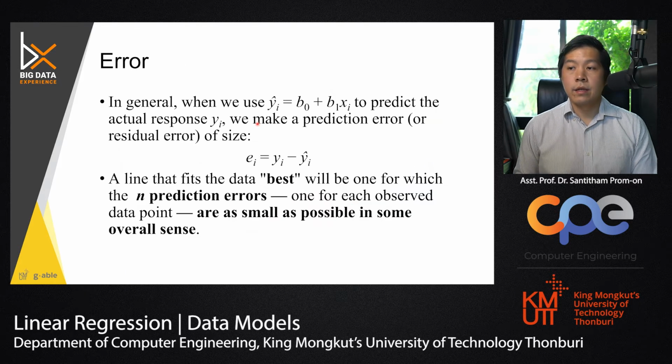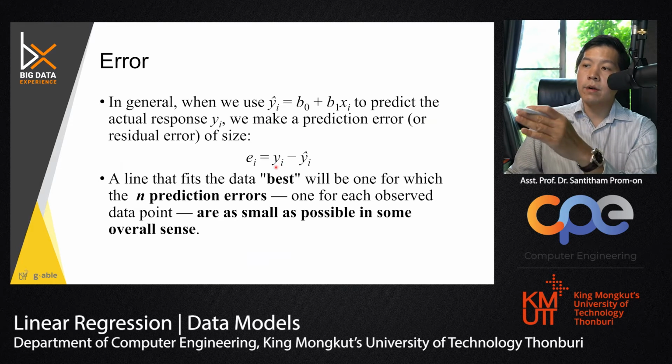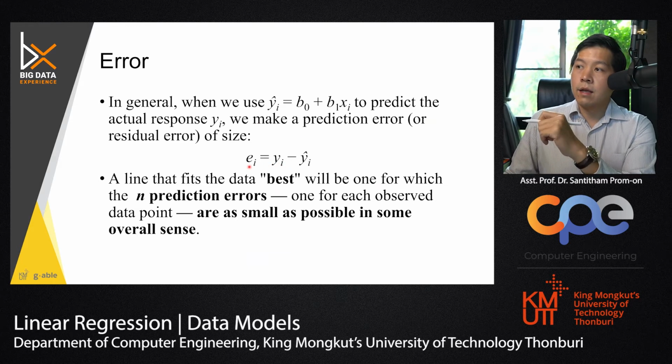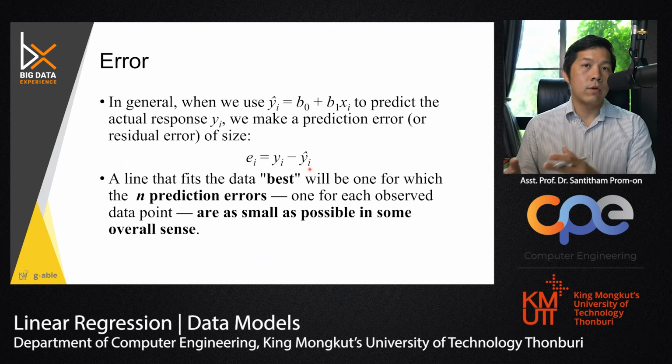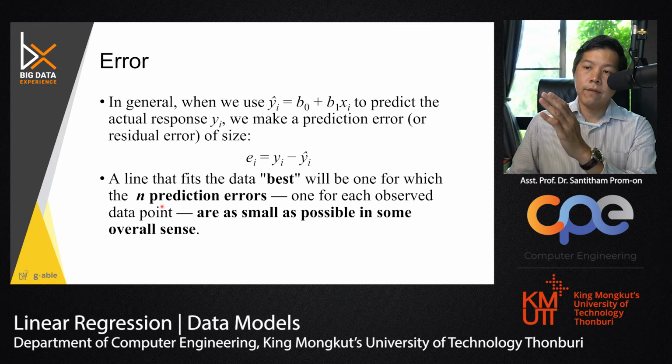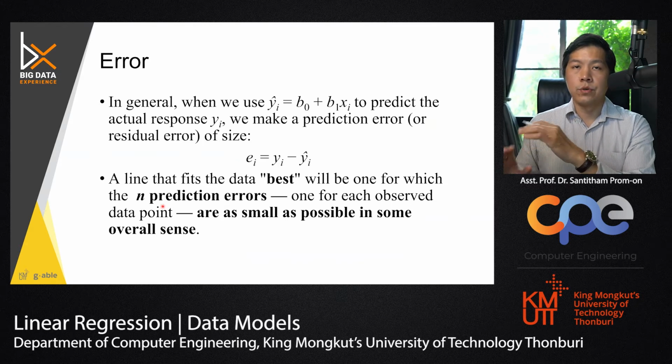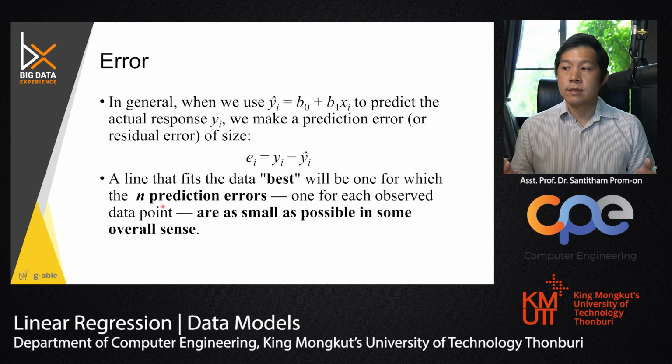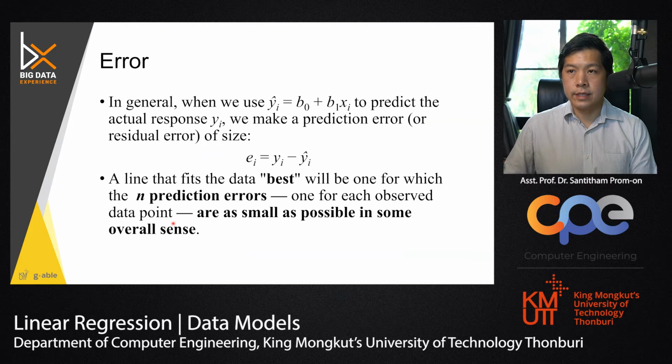How would you do that? In order to do that, you need to first define error terms. The error terms here, E or the epsilon, equals the difference between yi and yi hat, right? The predicted value and the actual value, right? You want to find the baseline that minimizes the value of error here. And because you have n data points, you would have n predictors to compare with. So you would want the values to be as small as possible in overall sense.